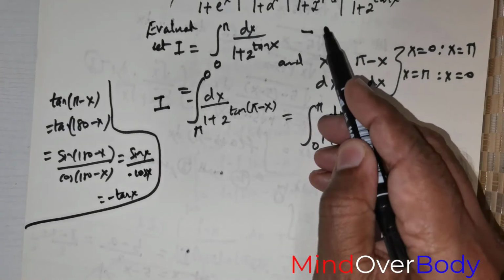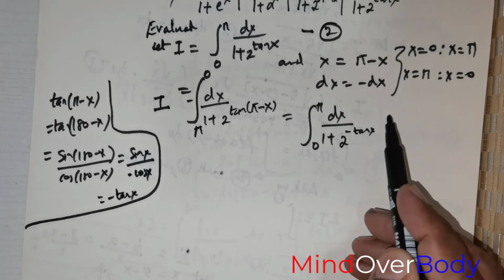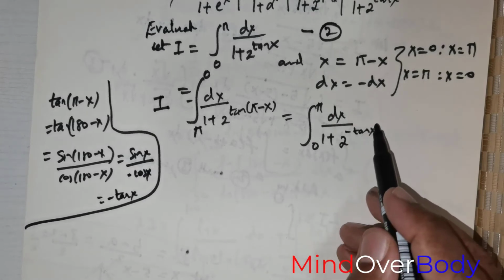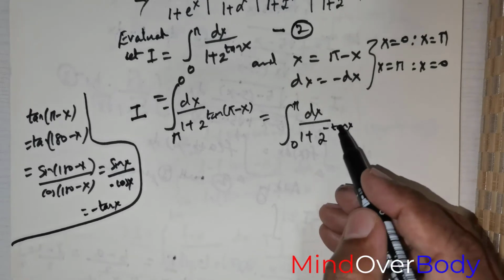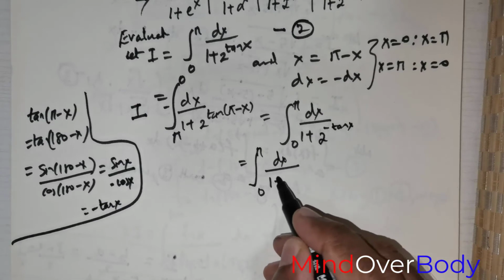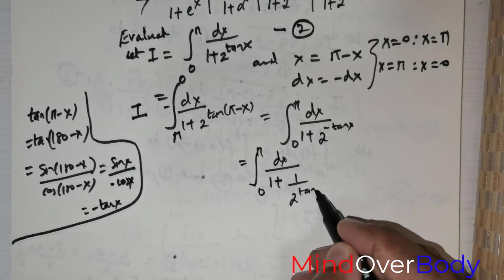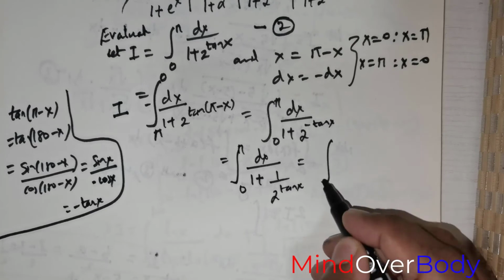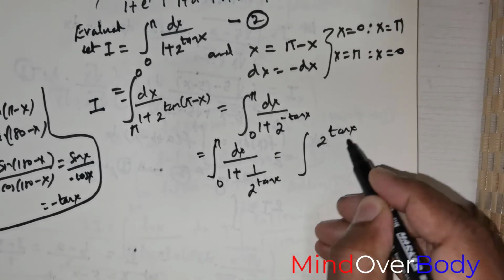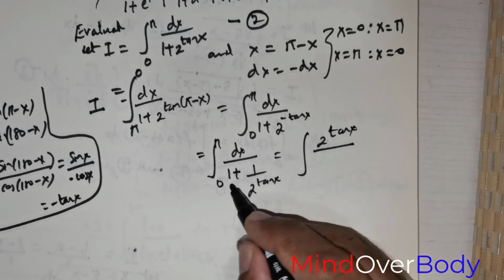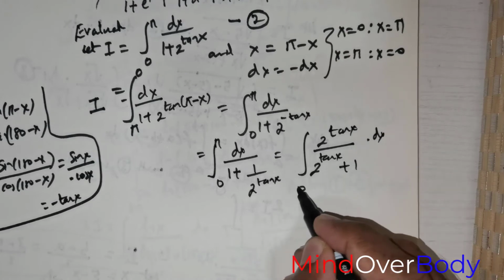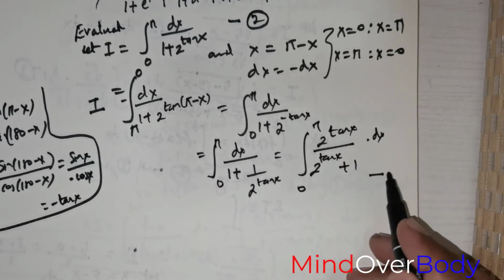Now I'm going to name this as 2, and I'm going to name the following outcome as 3. So let me just complete that. Now I can rewrite this as the integral from 0 to pi of dx over 1 plus 1 over 2 raised to the power of tan x. If I were to take the LCM and rewrite it, this is going to be 2 raised to the power of tan x over 2 raised to the power of tan x plus 1 times dx. The limits are 0 to pi. So I will take this as 3.